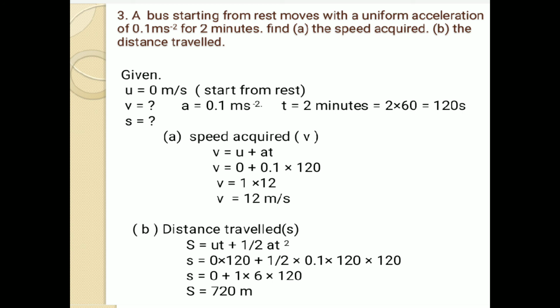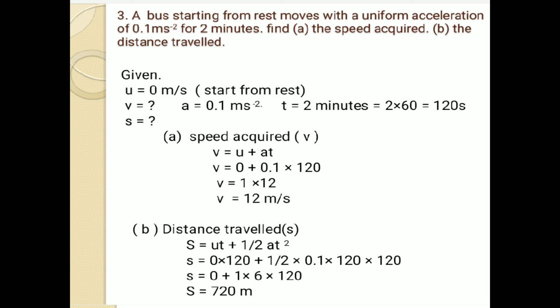Next, speed acquired means final velocity, which we have to find out. Obviously we can use the first equation of motion: v is equal to u plus at. Substitute the values here: v is equal to 0 plus 0.1 into 120. The 0 you can remove, because adding 0 gives the same number. So 0.1 into 120 will become 1 into 12 because I shift the point. So v is equal to 12 meter per second.